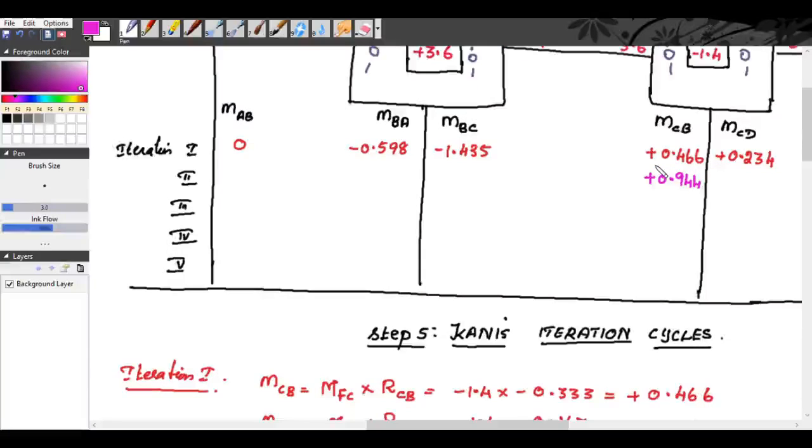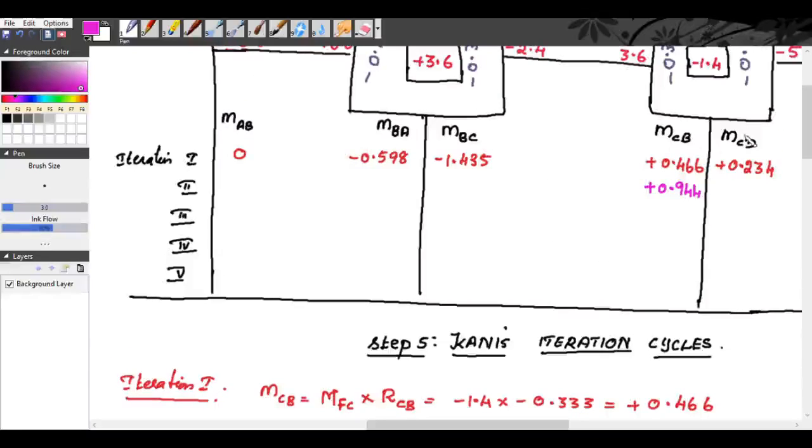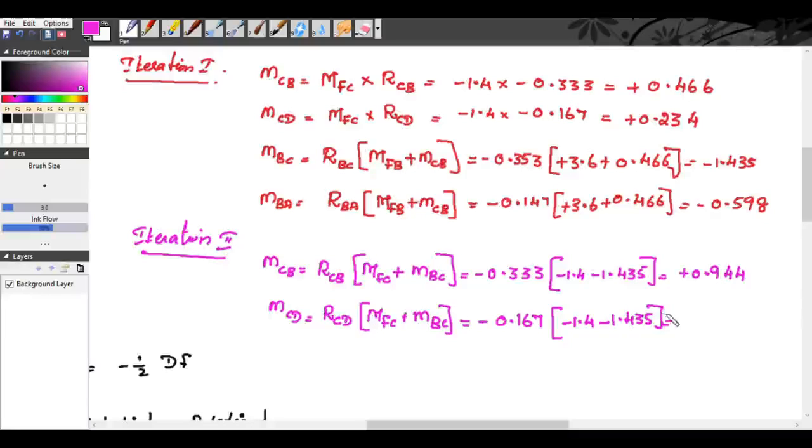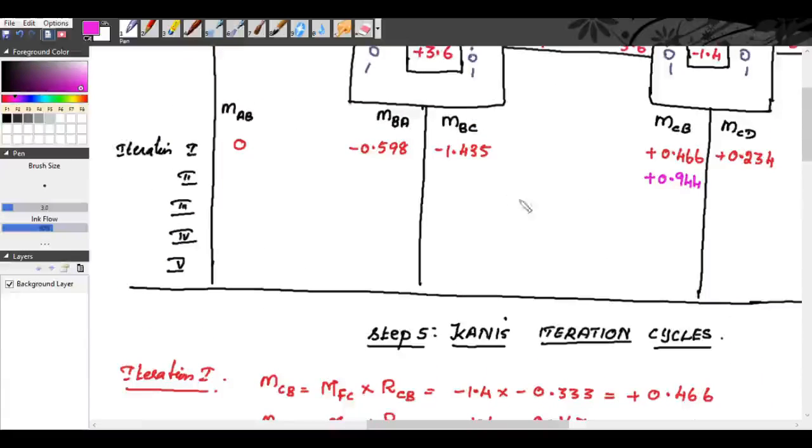Similarly, MCD. Now we will find what is MCD. So MCD will be equal to RCD into MFC plus MBC. So that is minus 0.167 multiplied by minus 1.4 minus 1.435. We will get the rotational contribution as plus 0.473. So it is plus 0.473. Now we will find MBC and MBA.